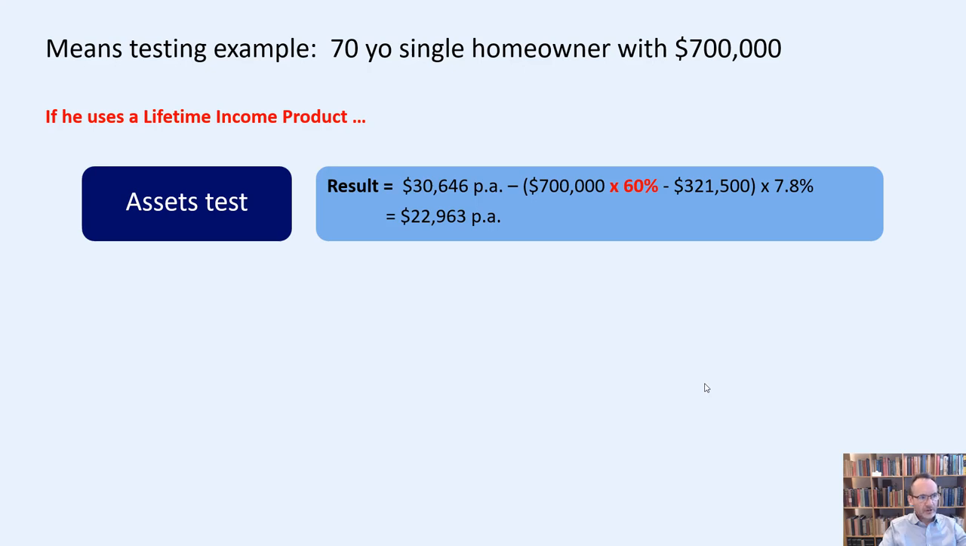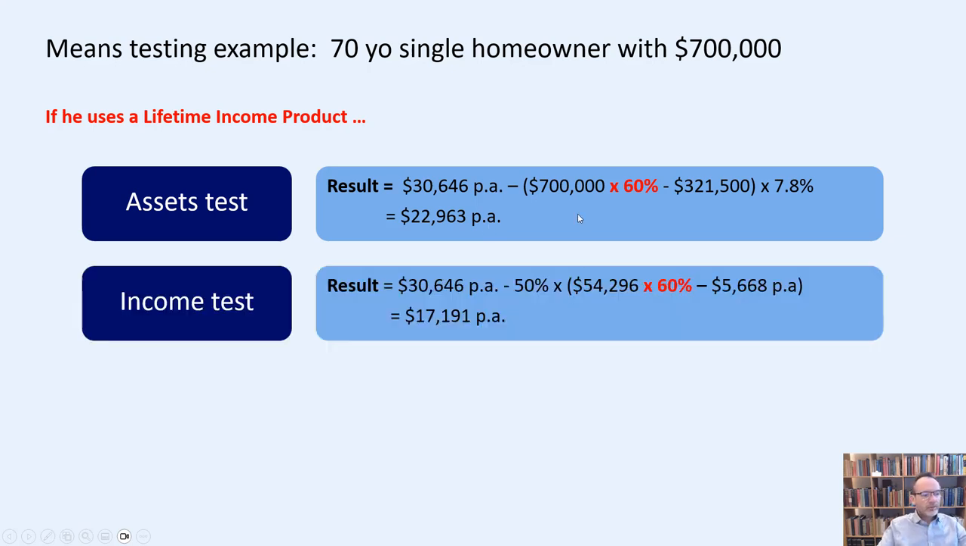If he uses a lifetime income product, only 60% of the purchase price counts towards the asset test. So you can see 700,000 times 60%, which means his asset test result is much higher, so 22,963. Whereas with the income test, his annual payments of 54,300 times 60% over the threshold means his income test is actually lower than his asset test.